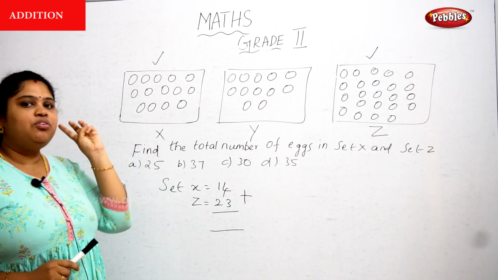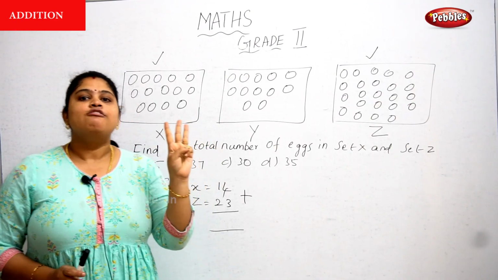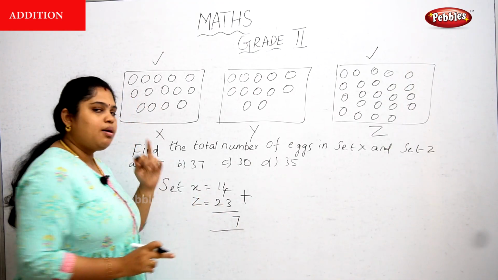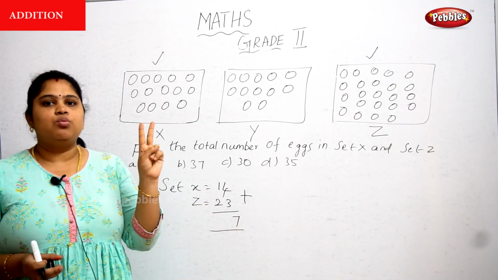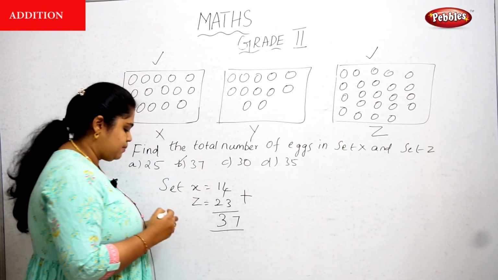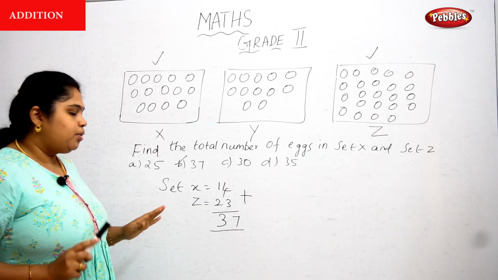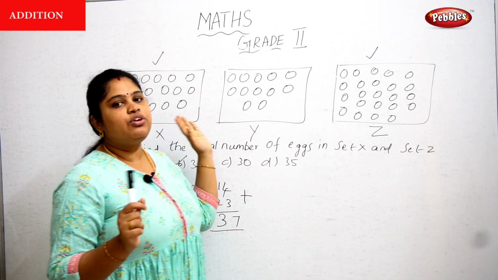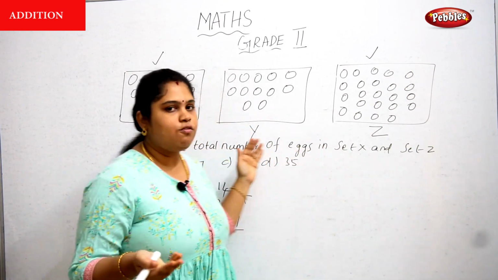4 in the mind and 3 on the fingers. After 4: 5, 6, 7, isn't it? Next, 1 in the mind, 2 on the fingers: after 1, 2 and 3. So 37 is the answer. Option B. Okay, children, don't worry. Once again, I will explain it. Listen, they have given us 3 sets of eggs.